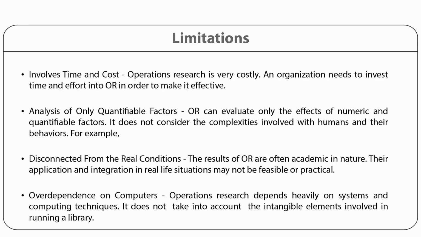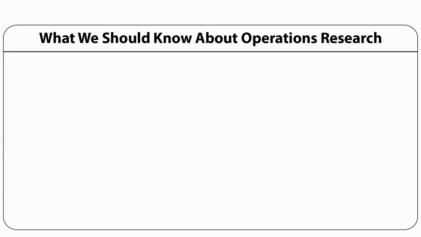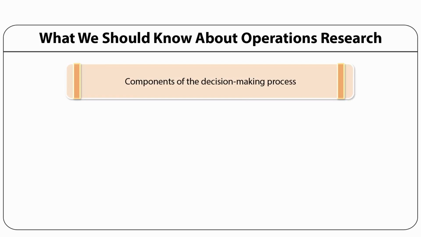situations. What should we know about operations research so that we can make it successful in our library situation? Firstly, we must know the components of the decision making process. In the libraries, like other organizations, there are three levels of management, which are very much visible in other organizations, but in libraries, not so much visible in majority of the cases.